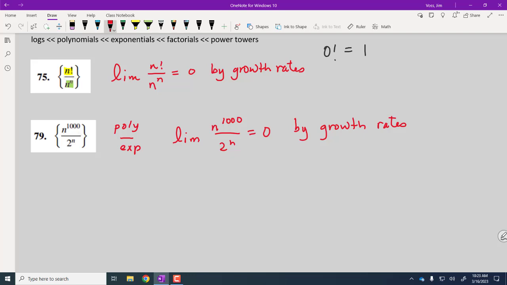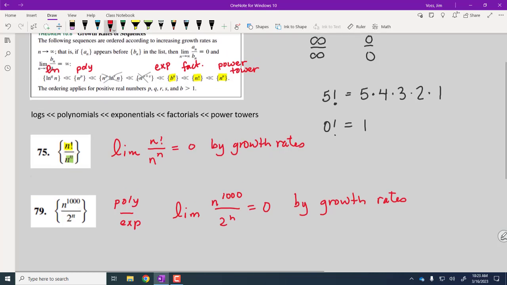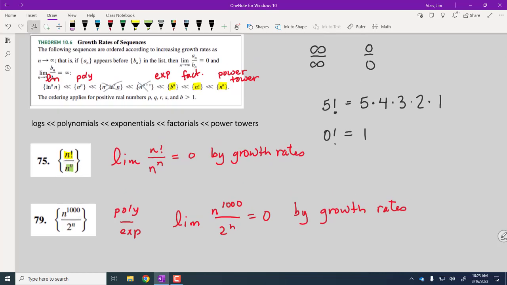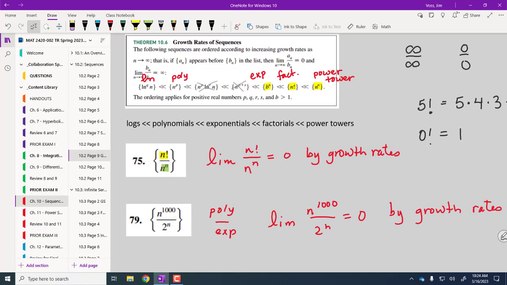All right, any questions on those concepts? So we just have to have those 5 functions in the order. Most of them you're already familiar with. You know that polys grow faster than logs and exponentials grow faster than polynomials. These are the 2 new ones, perhaps: factorial and power tower. Power tower grows the fastest.